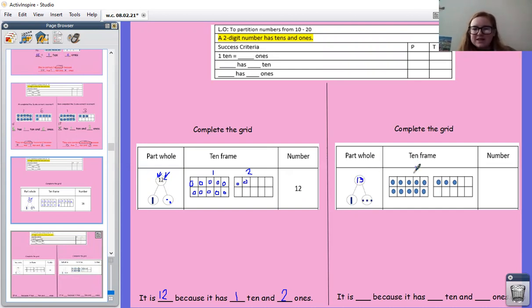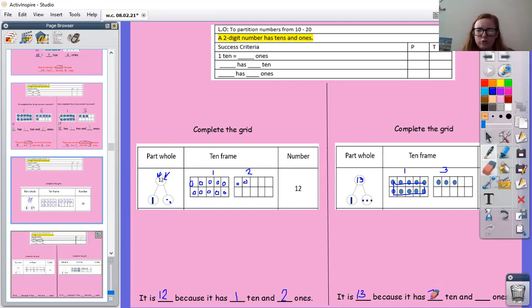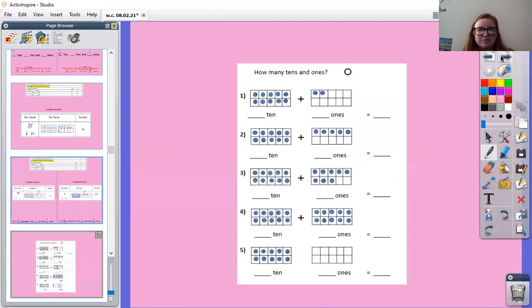Fantastic. So my tens frames has already been completed for me, but let's check it's correct. So I've got 1 ten, fantastic, and 1, 2, 3 ones, brilliant. And I'm going to write that in my number section. I'm going to write I've got 1 ten and 3 ones. My number is 13. It is 13 because it has 3 tens. Is that correct? No, that's not correct, Miss Ayres. It has 1 ten and 3 ones. 1 ten and 3 ones. The whole is 13.